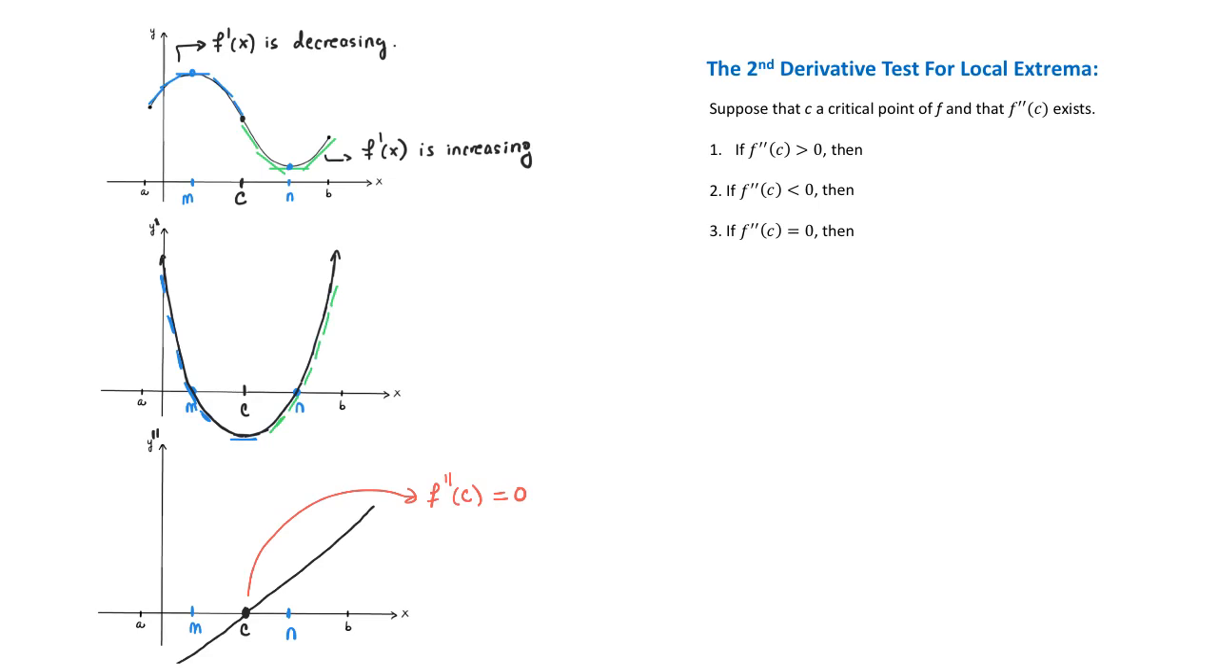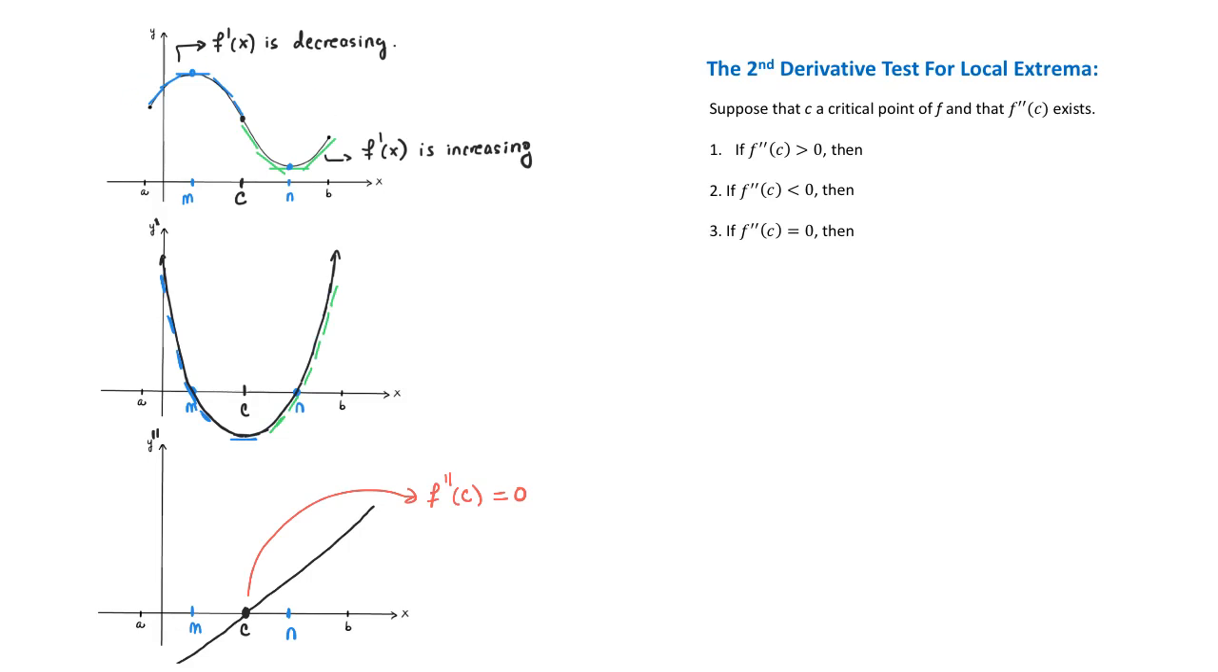The second derivative so far has been used for concavity, for points of inflection, but we can also use the second derivative to investigate whether a function has a local maximum or a local minimum at a critical point. We can do that.